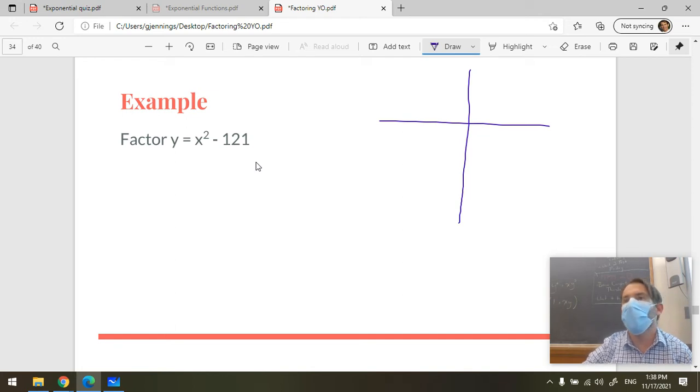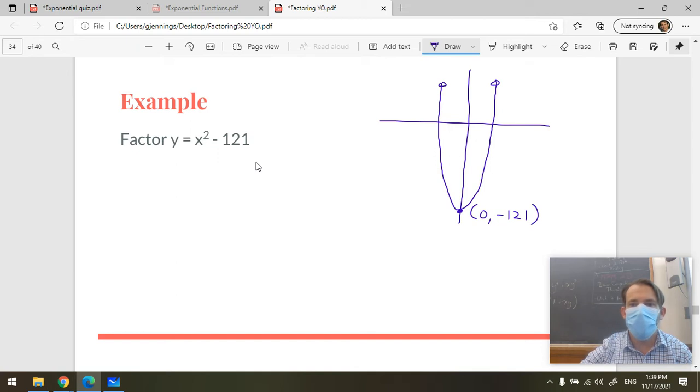Way down there at what? Here's the point 0, negative 121. Does this parabola open upwards or downwards? Upwards, because a is positive. Good. So it's going to be symmetrical around the vertex. It's going to go like that and like this.